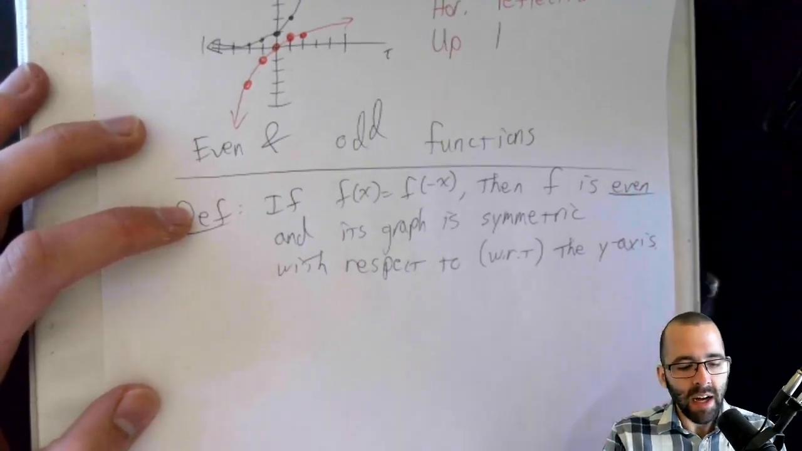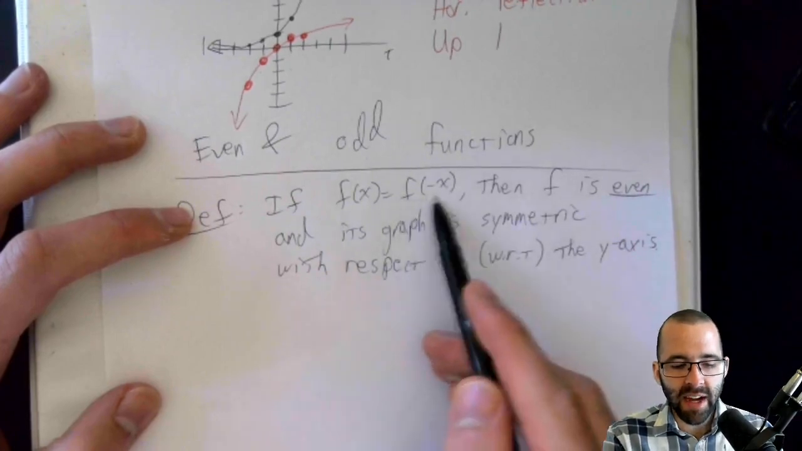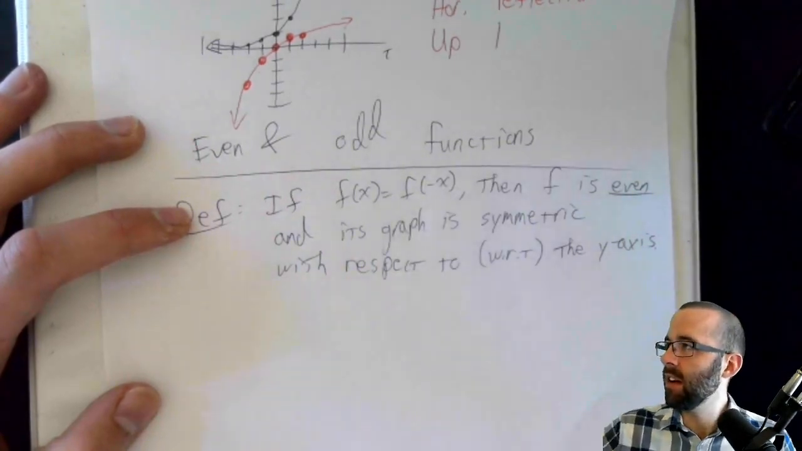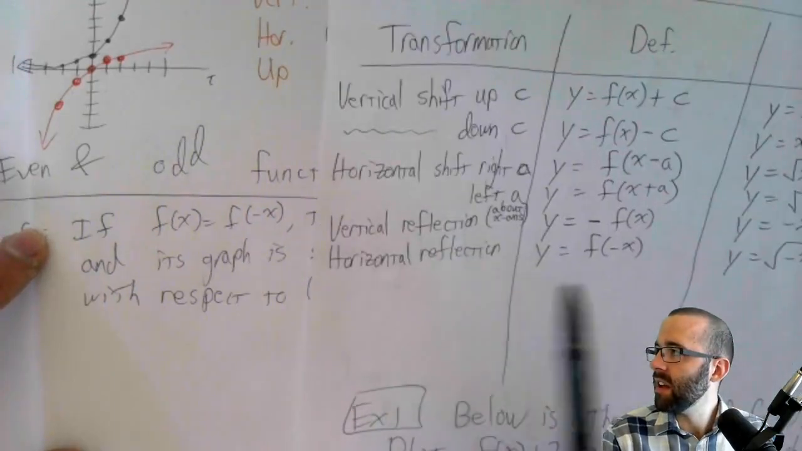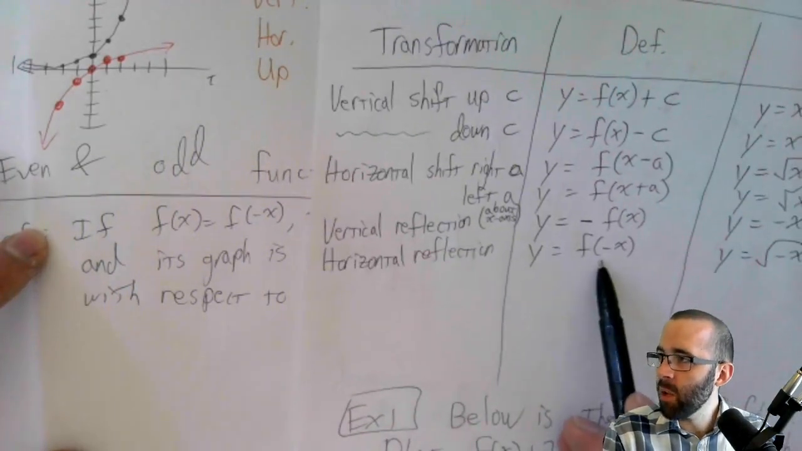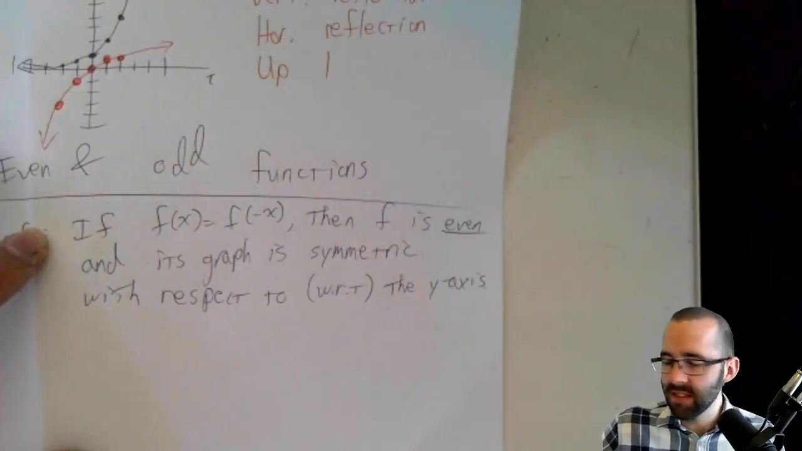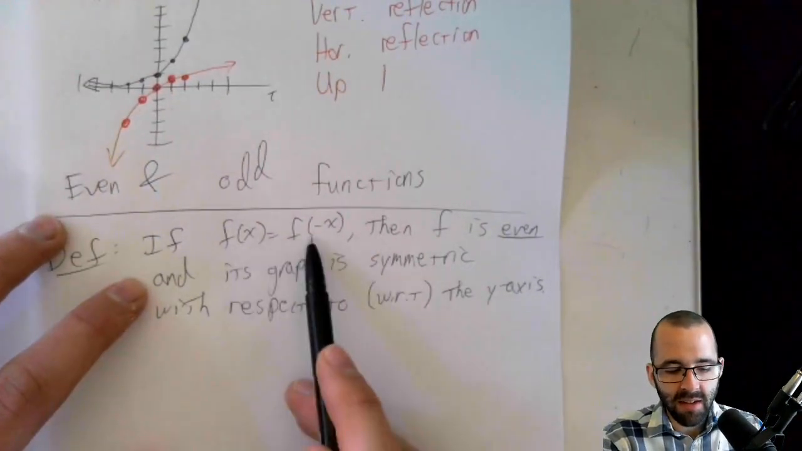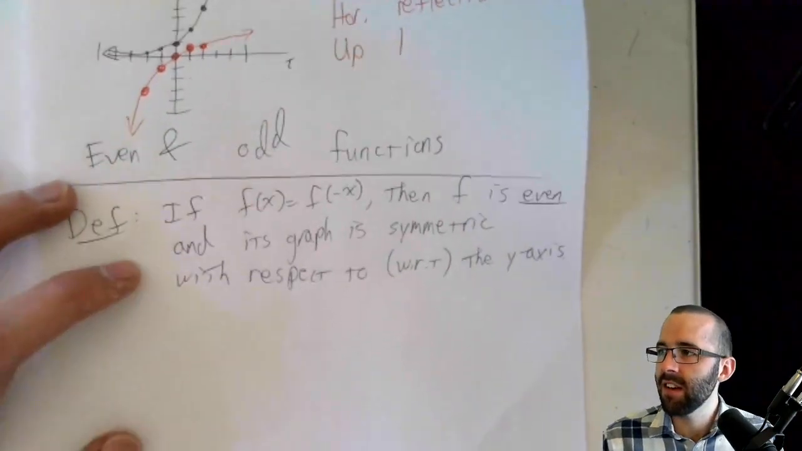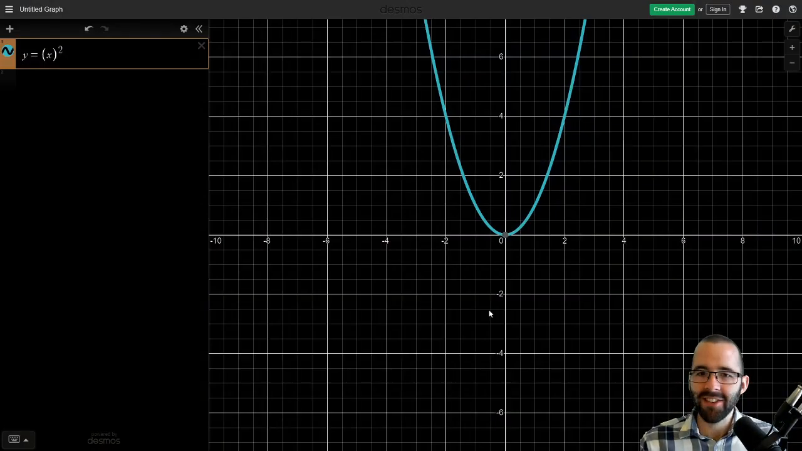Essentially, we know what this right-hand side looks like. This right-hand side is a horizontal reflection about the y-axis. So if this reflection doesn't change anything, then it's an even function. Just like this, we reflected this function, and it didn't change. That's how we know it's even.